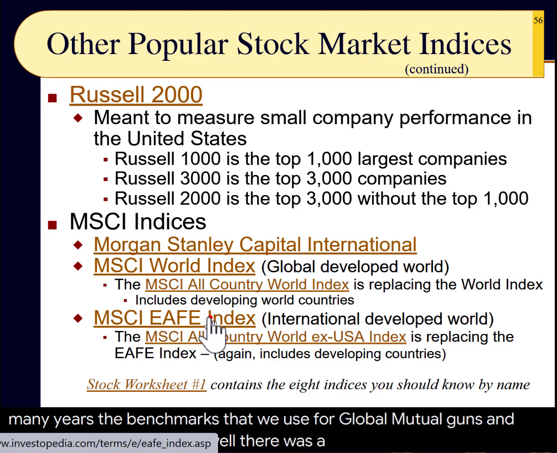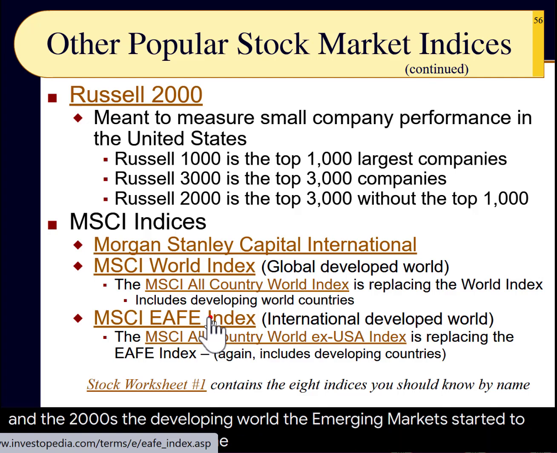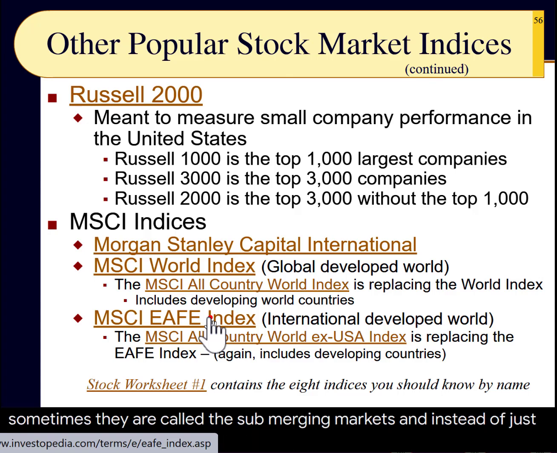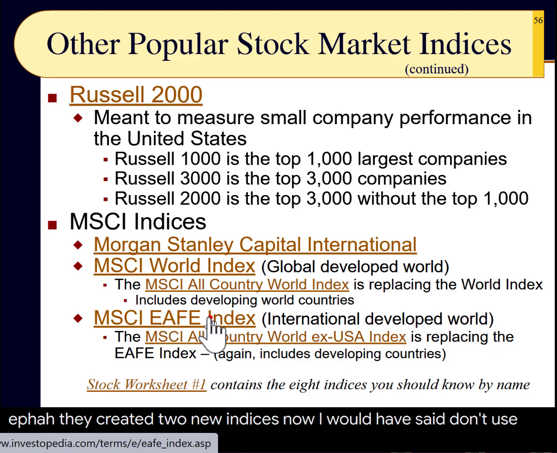Well, there was a problem. In the 1980s, 1990s, and the 2000s, the developing world, the emerging markets started to do fairly well. Some have done very well, but they're extremely volatile. Sometimes they're called the submerging markets. And instead of just adding those companies and those countries to the World Index and the EFA, they created two new indices. Now, again, they didn't ask me. If I would have talked to them, I would have said, don't use this name, but they did.